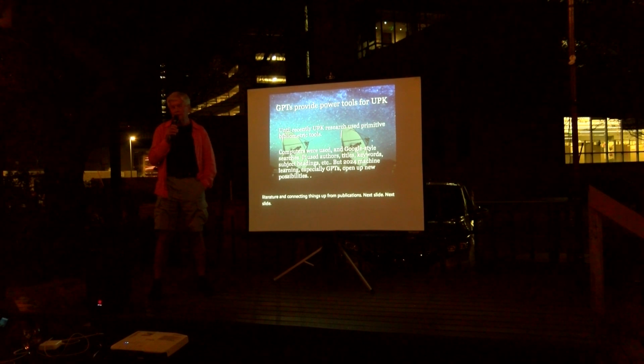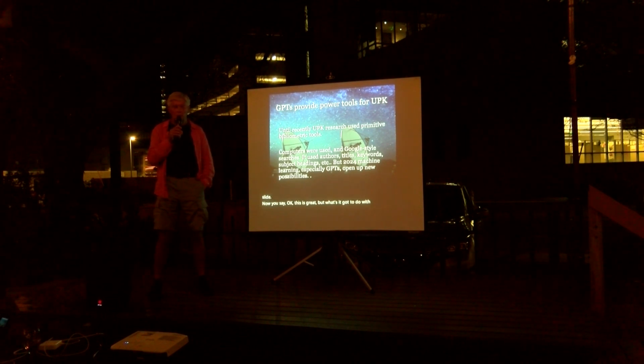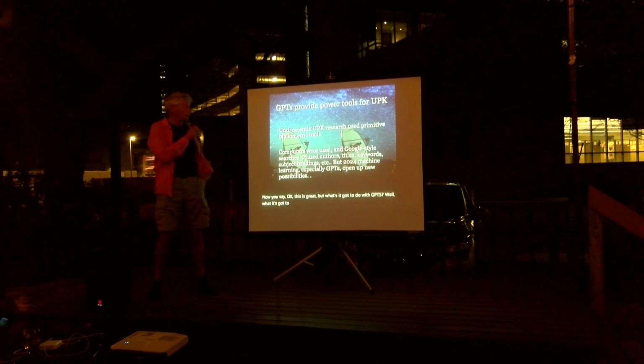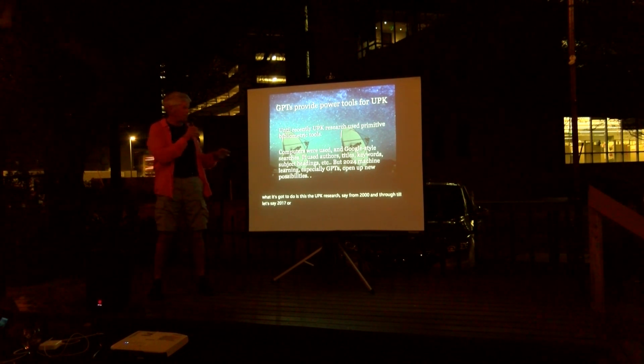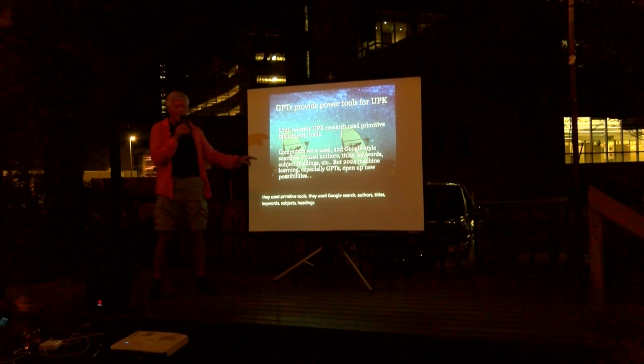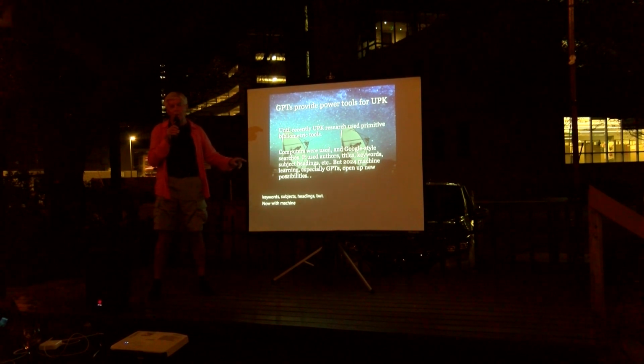Now you say, okay, this is great, but what's it got to do with GPTs? Well, what it's got to do is this. The UPK research, say from 2000 through till, let's say, 2017 or so, when the GPT started appearing, was primitive. They used primitive tools. They used Google search, authors, titles, keywords, subjects, headings. But now with machine learning, there are real power tools that can be used to do the same thing.